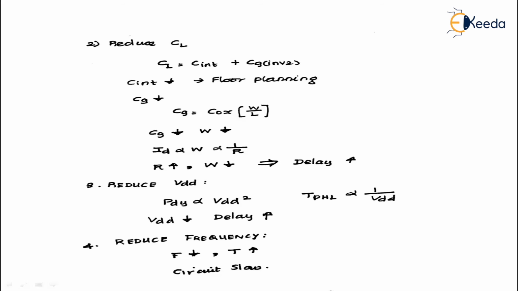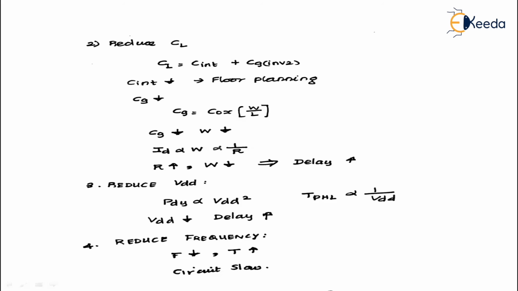And what is the other case that I can go for? I can touch my VDD. The dynamic power is directly proportional to VDD square. So if I reduce the supply voltage, definitely I can reduce the power because it is squared. But actually, what is happening? The delay tau is inversely related to VDD. So if I reduce VDD, my delay is again going to increase. That is not our ultimate aim. So I can't even touch the VDD.